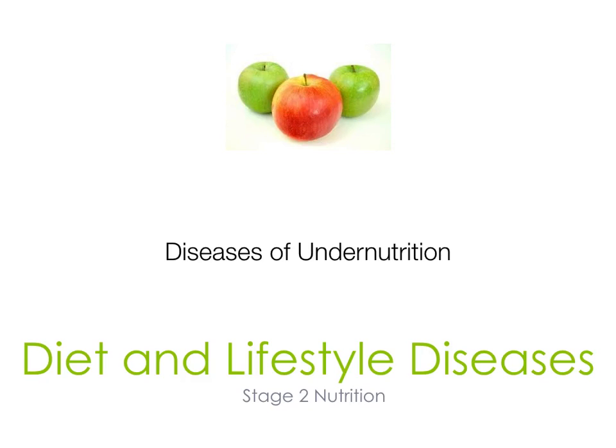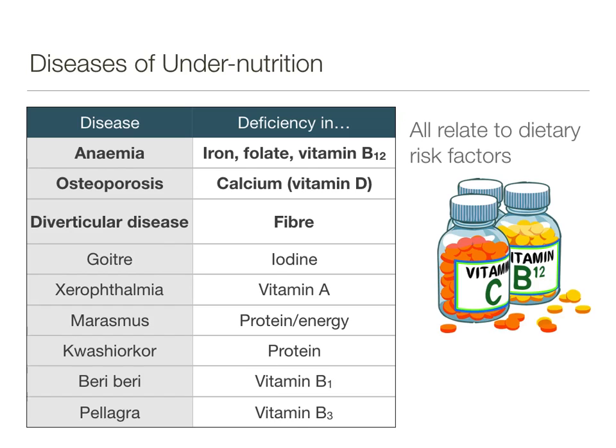In this video lesson, we're going to have a look at diseases of undernutrition, which occur when there are dietary deficiencies. As you can see from the table, there are a large number of possible diseases of undernutrition, from anemia, osteoporosis, diverticular disease, goiter, xerophthalmia, marasmus, kwashiorkor, beriberi, and pellagra.